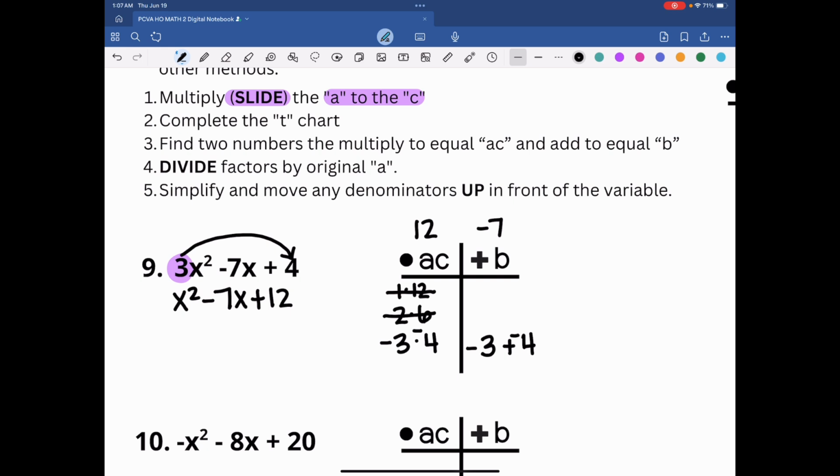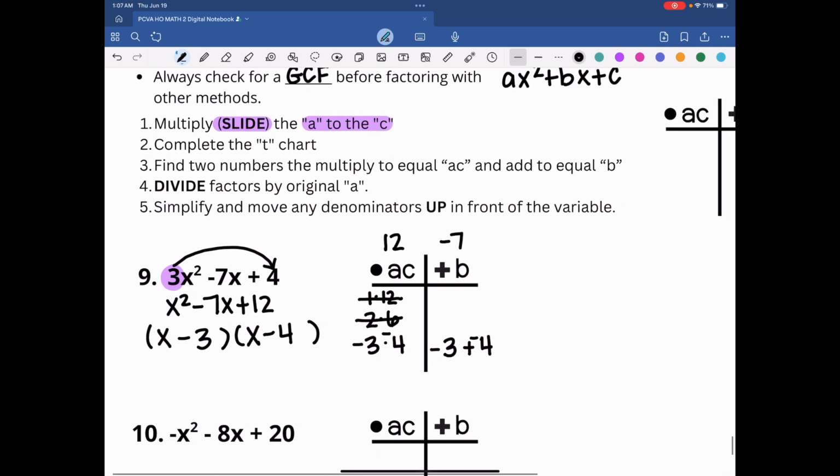So what I'm going to do is write two parentheses. I'm going to break the x squared down into just a single x in two parentheses. I have a negative 3 right here, so I'm going to say x minus 3. I also have a negative 4, so I'm going to say x minus 4. Now, a lot of students try to stop here, but if we start the slide method, we got to finish it.